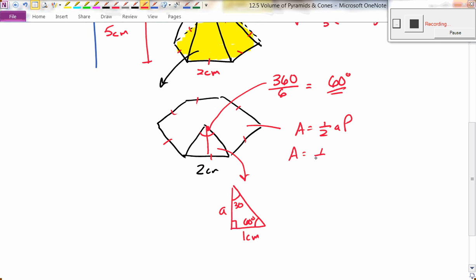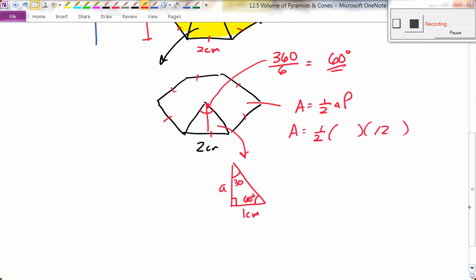So that means I'm going to have 1/2 the apothem. I don't know what that is yet, but the perimeter I can easily get since each side is 2 centimeters and there's a grand total of 6. So what's the perimeter? 12. Okay, we know that part. That's easy. Let's get A. Now, maybe you forgot your special 30, 60, 90 triangles, so I'll use a little bit of trig here. The tangent of 60 degrees has to be the opposite side, which is A, divided by the adjacent side, which is just 1. So therefore, A, the apothem, must be the tangent of 60 degrees.